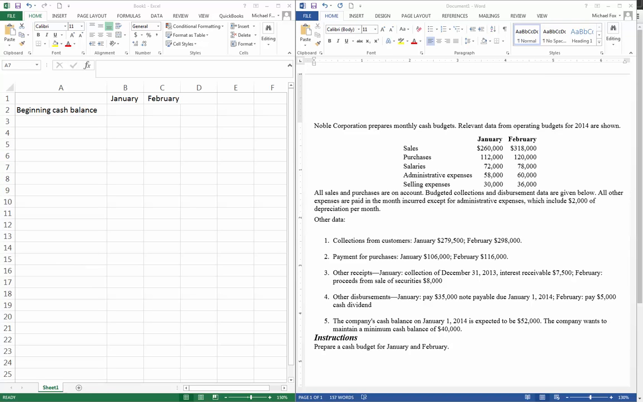This is problem 7-7B, which is just like 7-7A in your homework. This would be the second homework for Chapter 7. So I'm just going to get started with it.